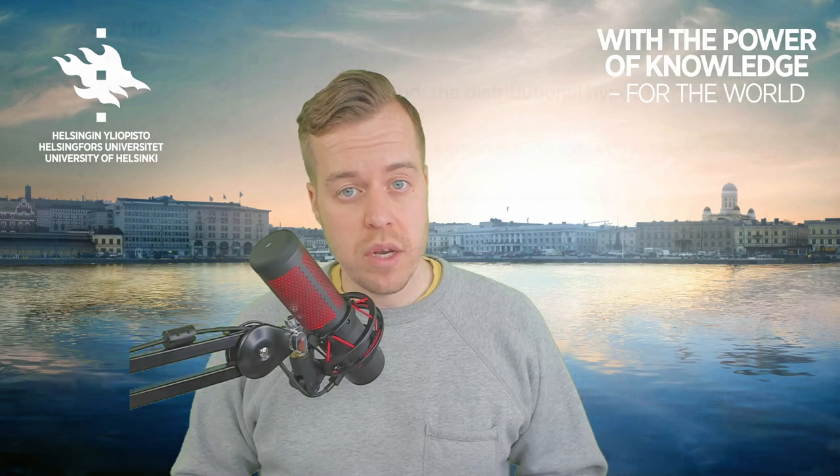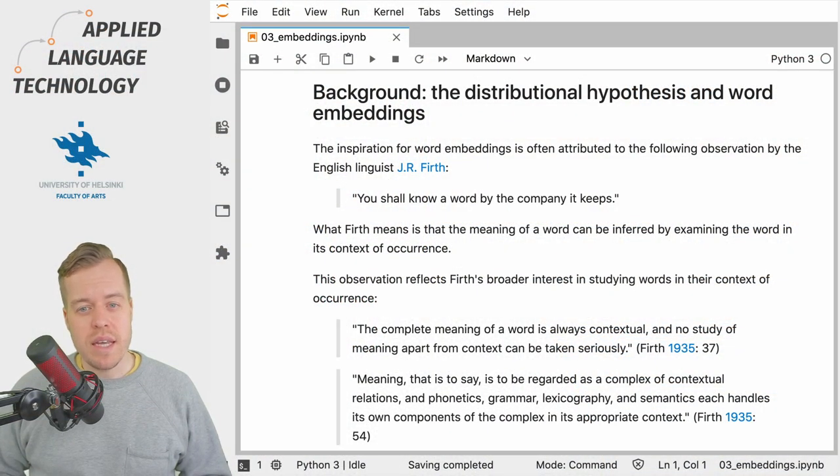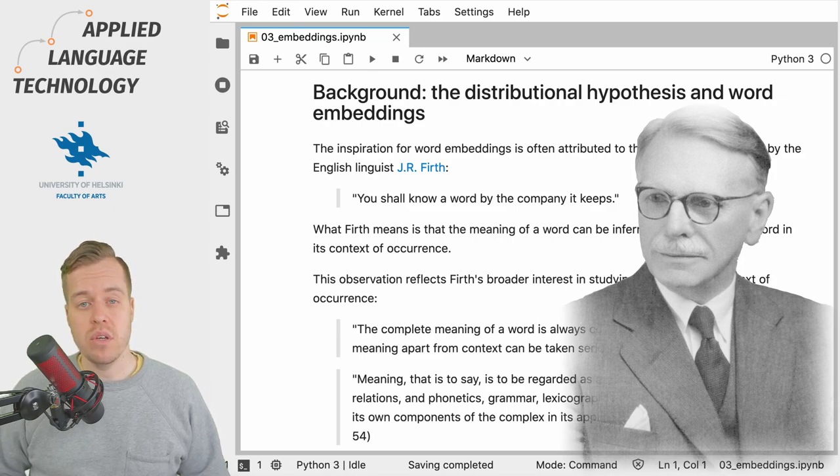Hi, in this video, I will introduce you to the distributional hypothesis, which underlies word embeddings, a key technique in modern natural language processing. Word embeddings are a technique that allows learning numerical representations that approximate the meaning of words. The quote, "You shall know a word by the company it keeps," by the English linguist John Rupert Firth, has often been described as the inspiration for the technique of word embeddings.